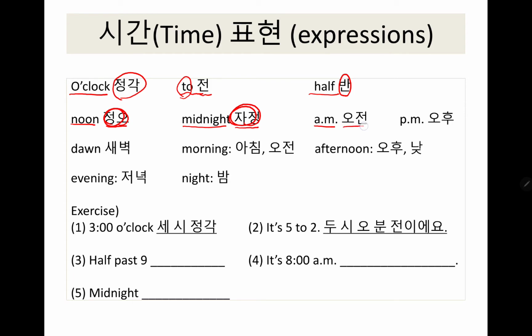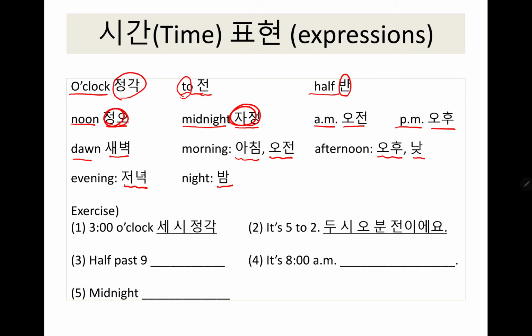AM is 오전, PM is 오후. Dawn, 새벽, morning, 아침 or 오전. Afternoon, 오후, 낮, evening, 저녁, night, 밤.